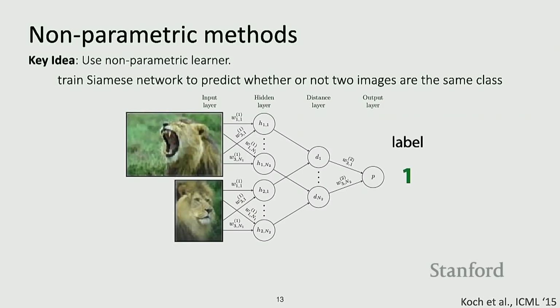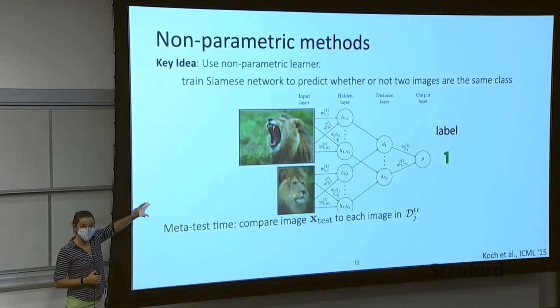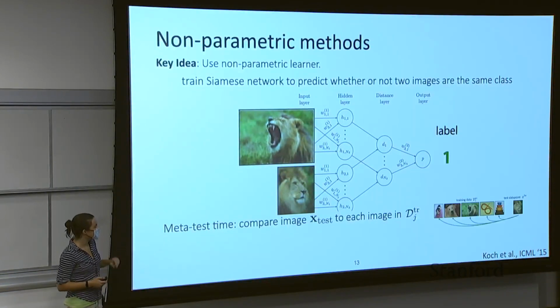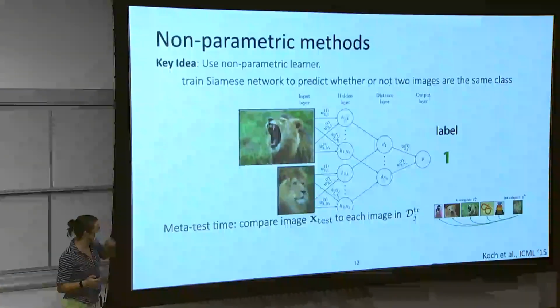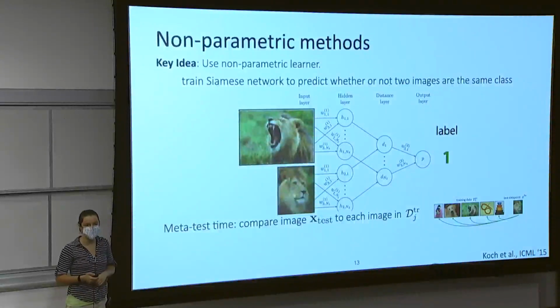Great, so this is essentially the basics of a non-parametric meta-learning method. This is referred to as Siamese neural networks. And then once you train a network like this that tells you whether 2 images are from the same class, then at meta-test time, you simply compare x-test to each of the images in your training data set and output the label corresponding to the one that you're most confident is the same class.